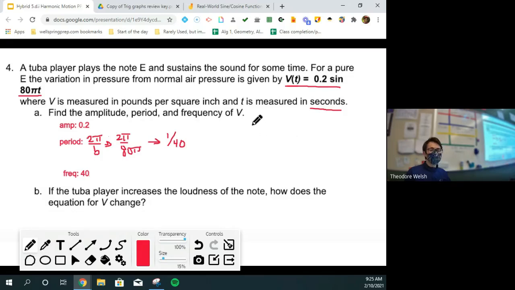So if I were to graph this, it's a sine function starting at 0 with amplitude of 0.2. And it doesn't ask us to graph it, so you don't necessarily have to. But it would look something like this, where it takes 1/40th of a second to complete that first cycle. So that should be 1/40th. And by the time we reach 1 second, it will have repeated this cycle 40 times. That's what that frequency represents.